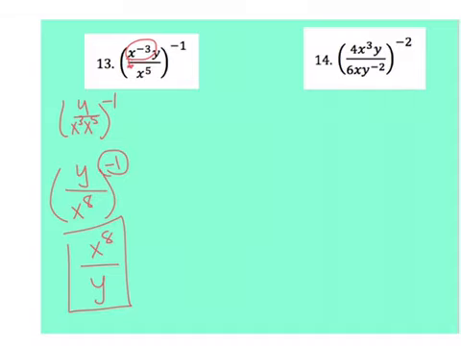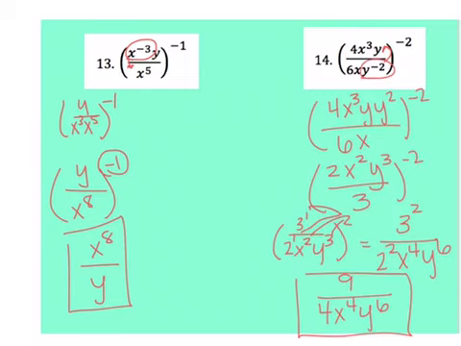So number 14, this one's a little tricky. I want you to go ahead and try this one on your own. Come back, check your answer, see what you got before moving forward. So my final answer I got for 14 was 9 over 4x to the 4th y to the 6th.